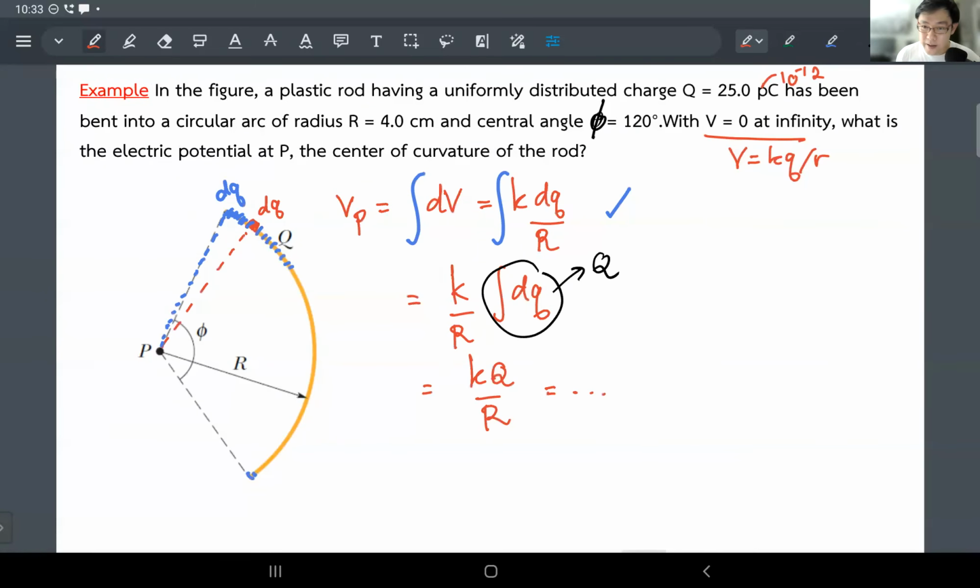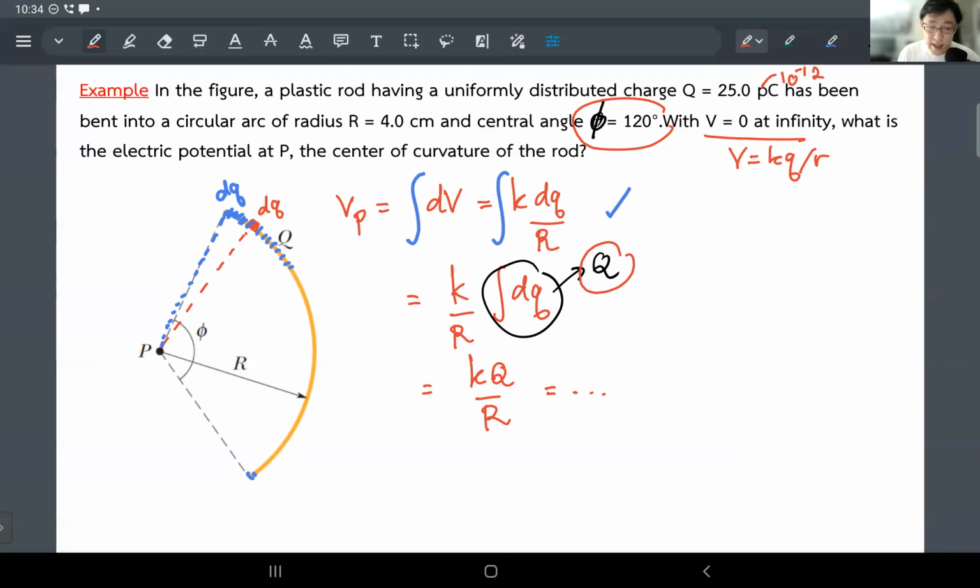Oh, okay, there's a question coming in. Do we need to integrate over 120 degrees? See, that's a good question. Do you still need that 120 degrees? The answer is not anymore. I don't care, because whatever angle you have at the center of the arc, your net charge is the most important thing that you want. And the net charge is just Q. So the angle doesn't really matter.